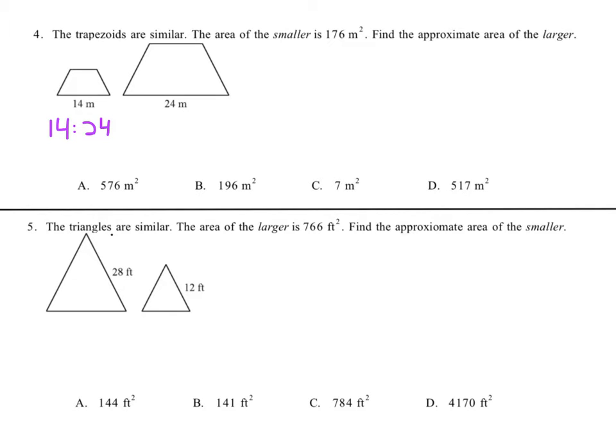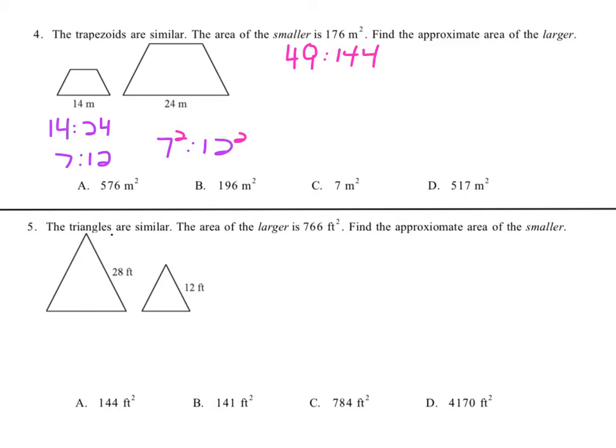and simplify it. When we simplify it by dividing them both by 2, it simplifies down to 7 to 12. That's the 7 to 12 ratio of their lengths. If we were then to square them, because remember the area would be that ratio squared, so 7 squared to 12 squared, okay, then we would get a ratio of 49 to 144.